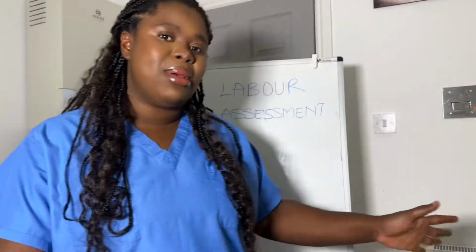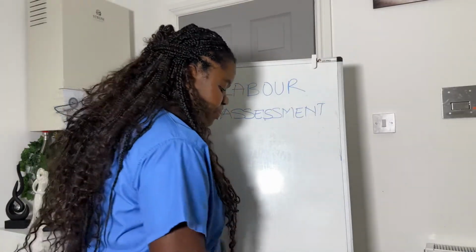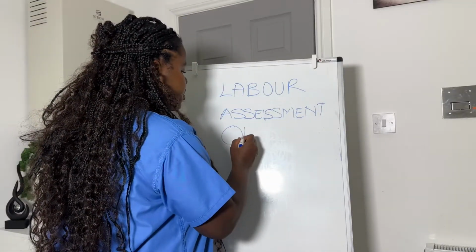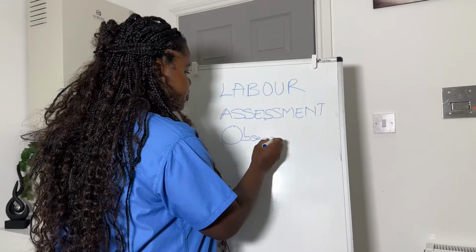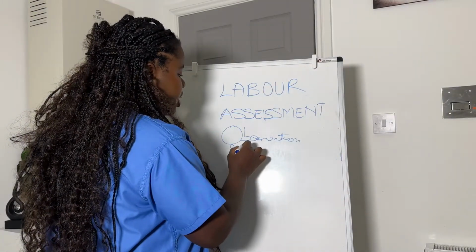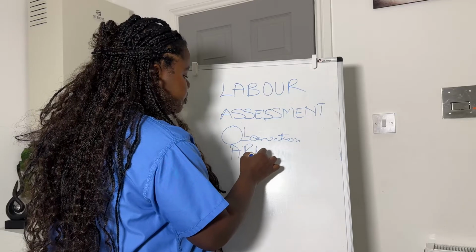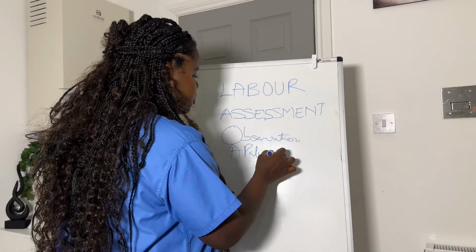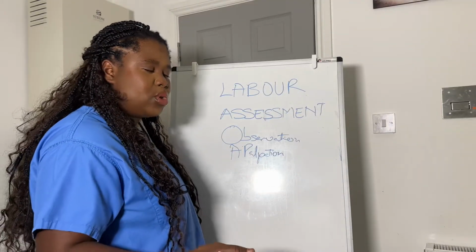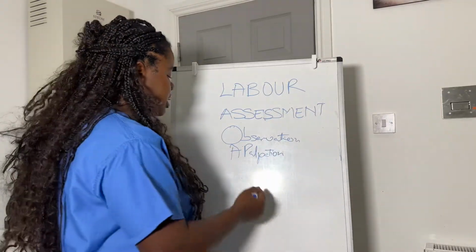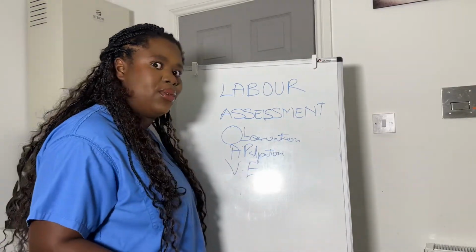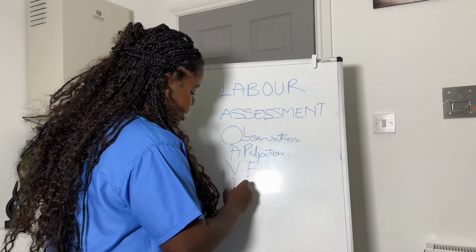So in our labor assessment, there are 3 to 4 assessments you'll be doing, which is our observation. Then we do our abdominal palpation. Then we are going to do a vaginal examination, because we are coming to assess the patient 4 hours later. So we do a VE. Then our final one is urinalysis.